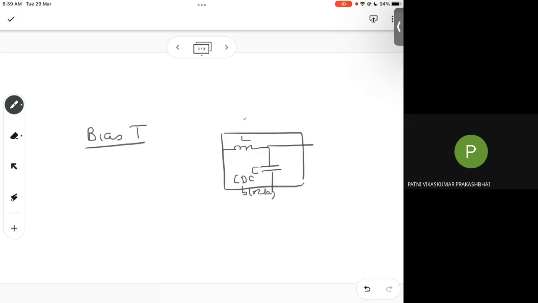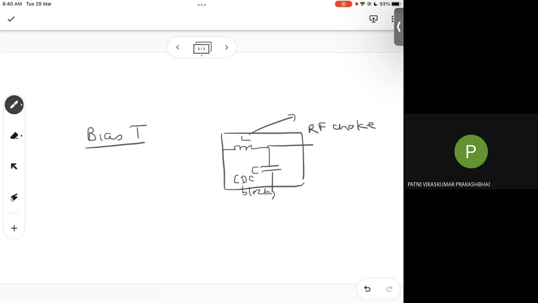Here we use an RF choke. Some static problem. I think from next Monday, we'll be having mostly the hybrid classes, so this problem will not be there. So this is the RF choke.